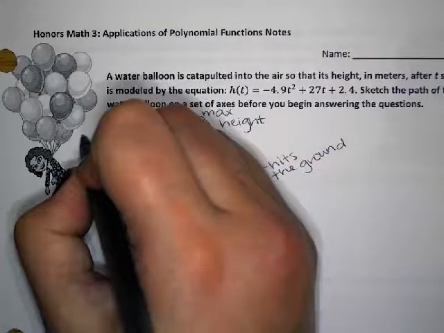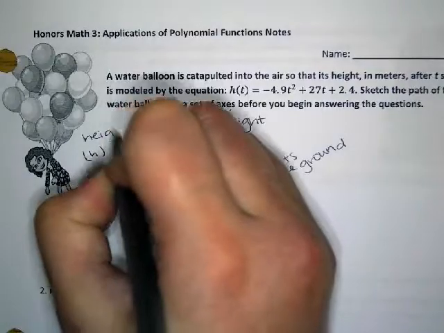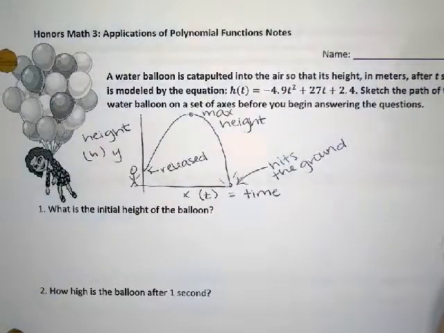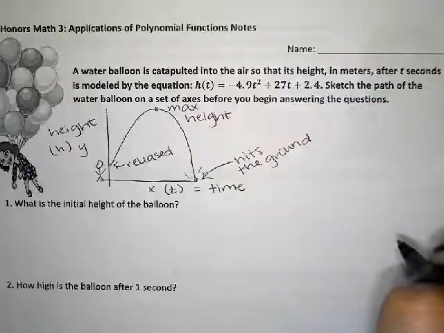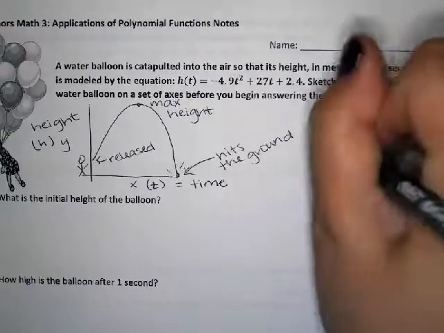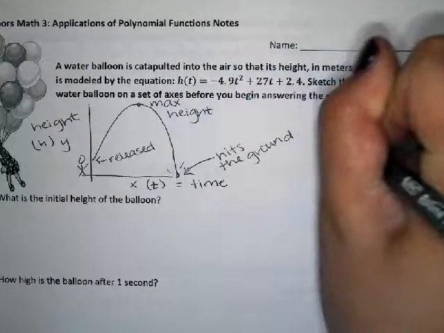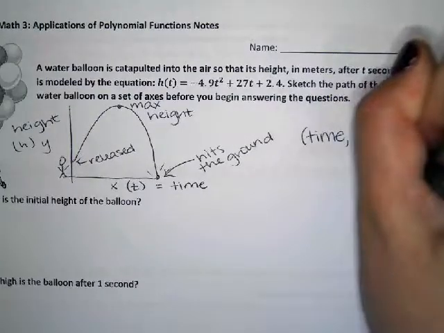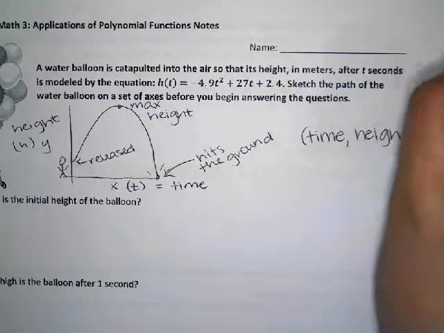And so we're going to make sure that we keep that in mind as we do the problems, that the input has to do with time and the output has to do with height, because it's going to help us figure out when we solve the questions on our calculator, which one we're going to do.